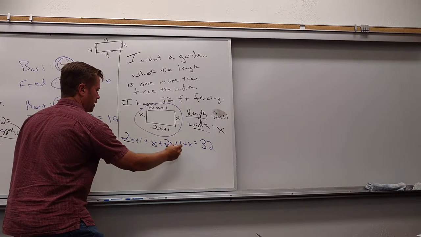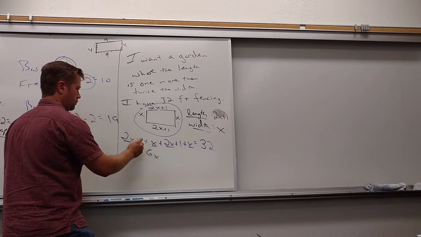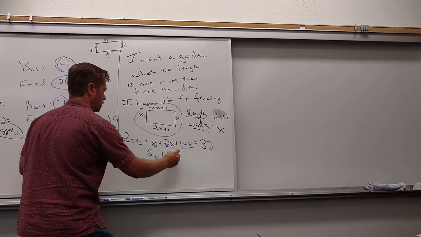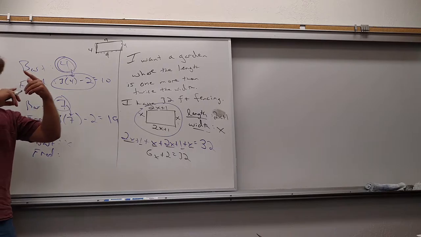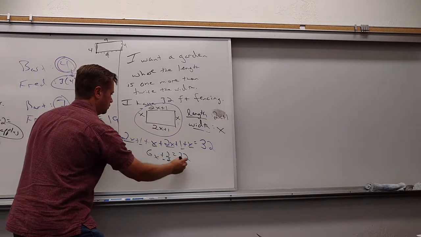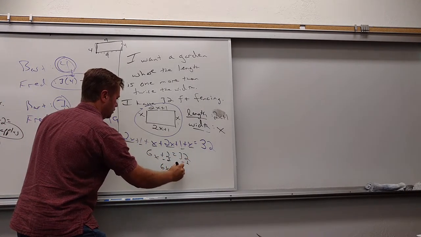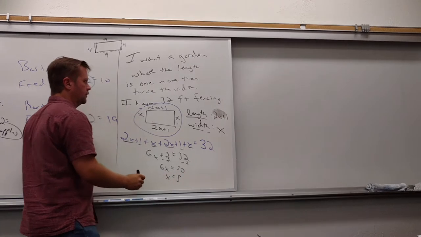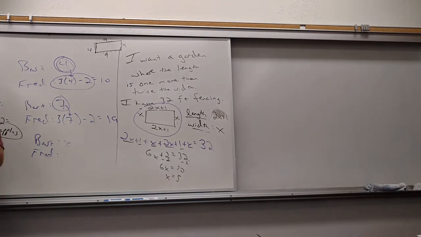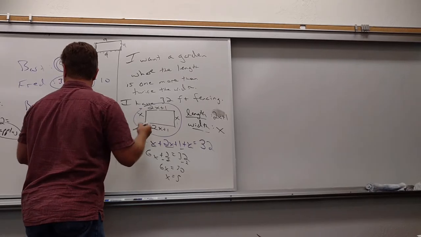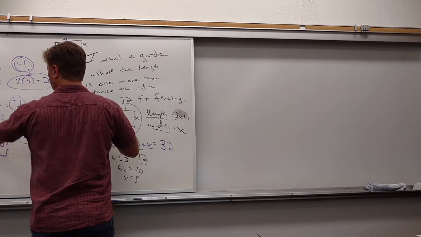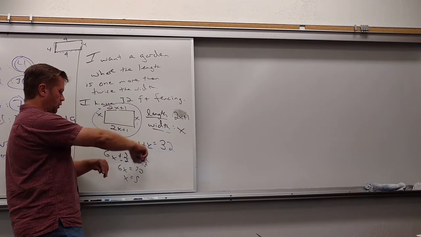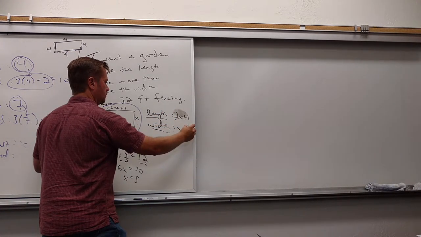2, 3, 5, 6x plus 2 is 32, right? And then you subtract 2, 6x is 30, and you divide by 6, you get x is 5. So what does that mean? I broke my rule over here, I won't do that. Apples, yeah. So the width is 5 what?